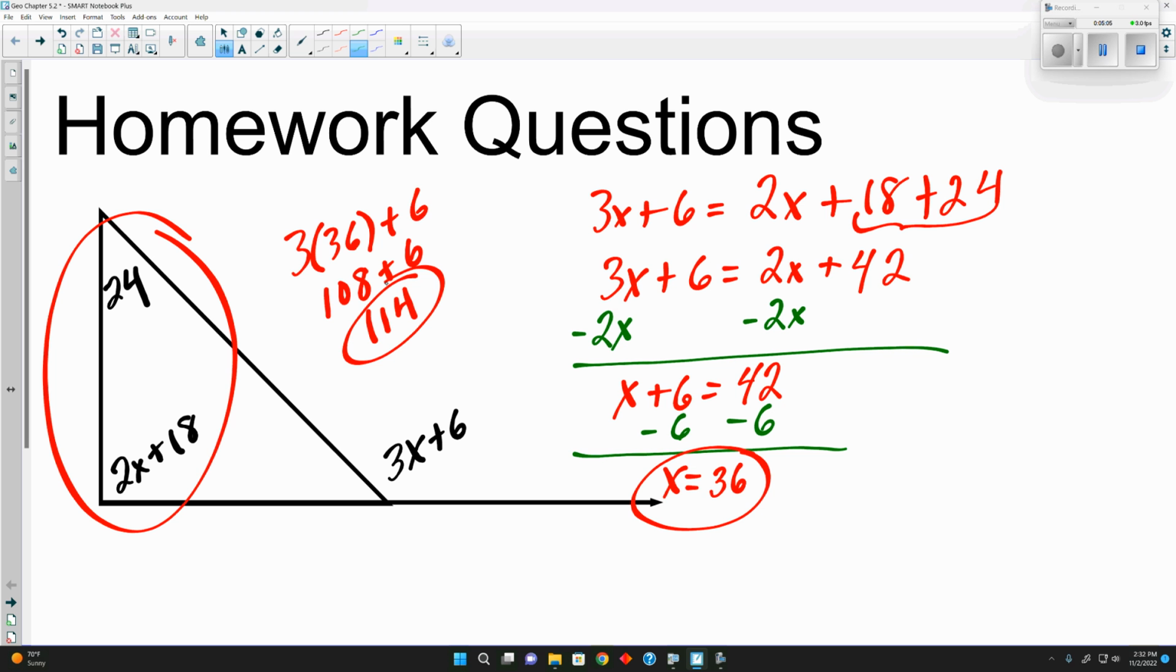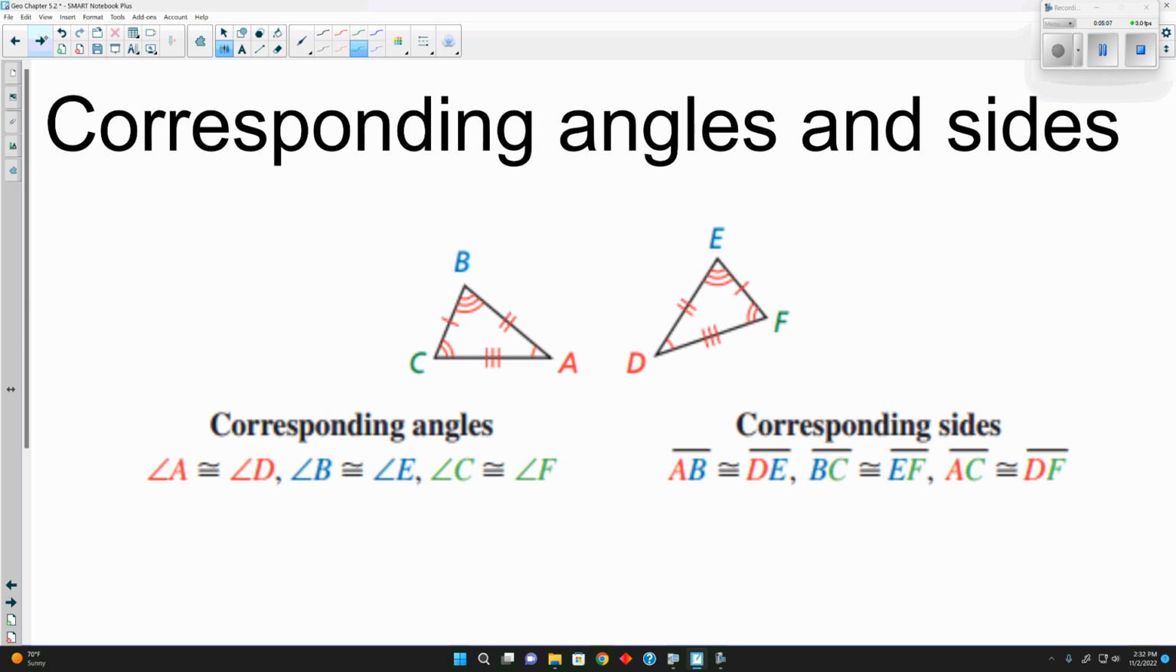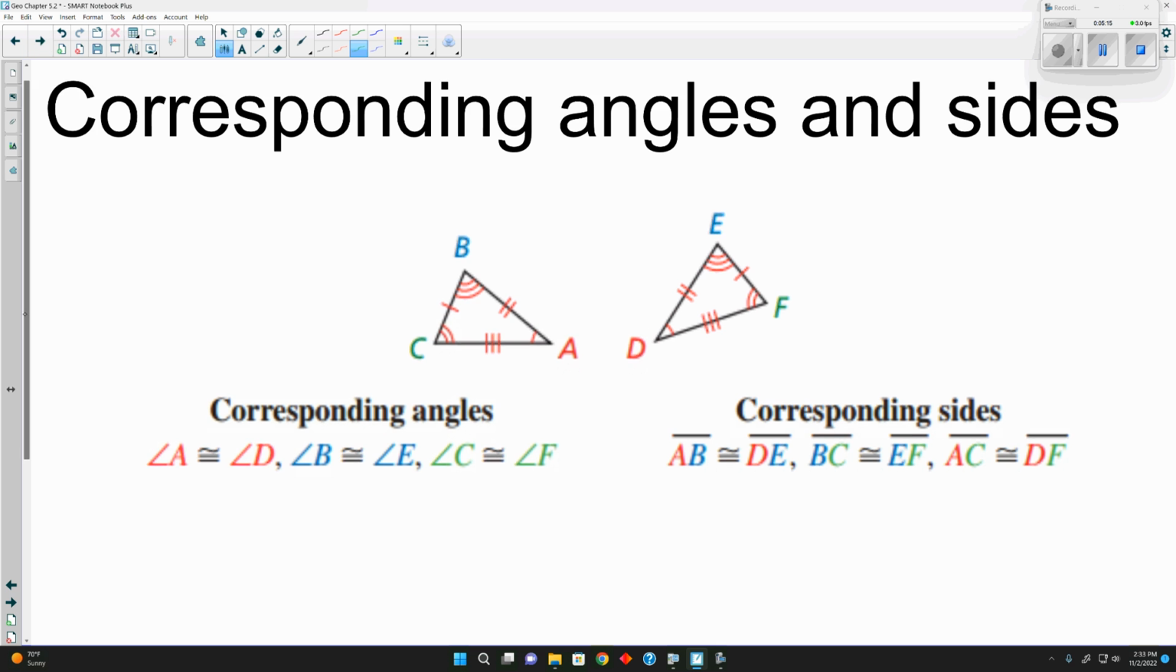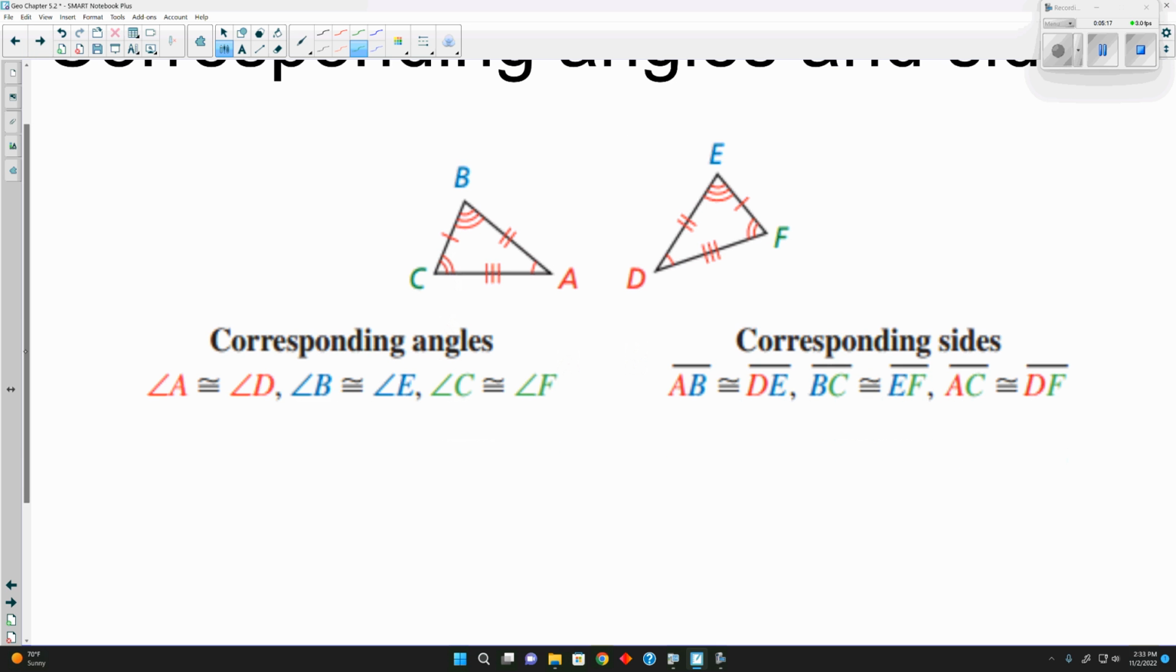All right, guys. The first thing we're looking at today is corresponding angles and sides. So the corresponding angles in two congruent triangles are going to be congruent. They're going to match up. And our corresponding sides, the sides that match up, are going to be congruent.